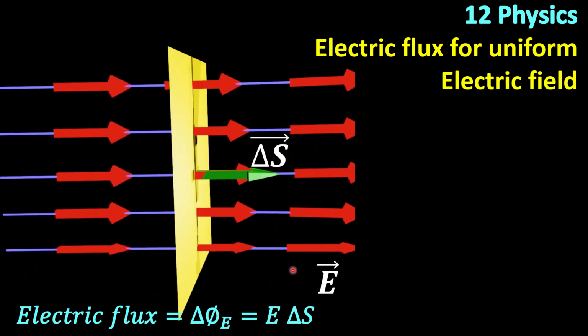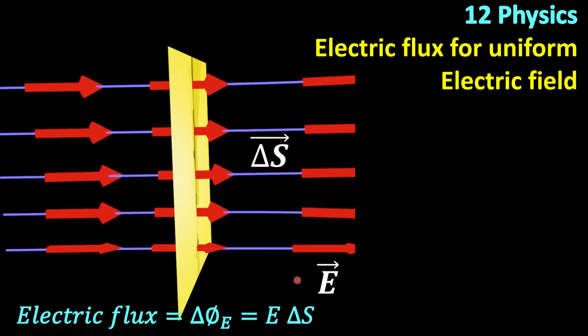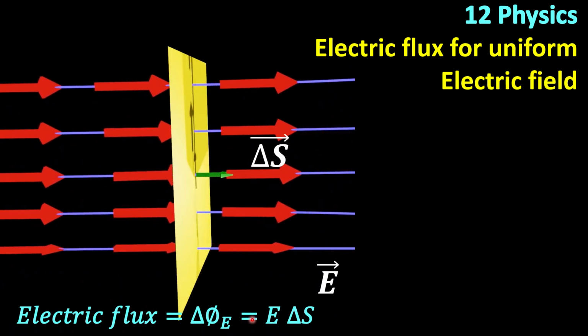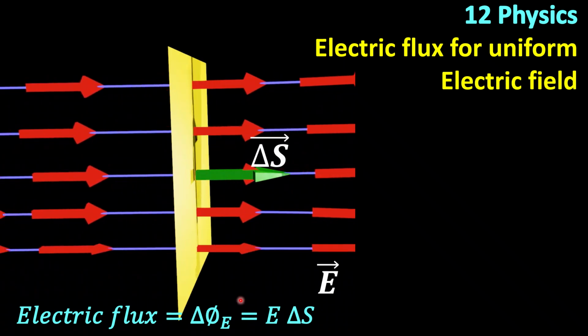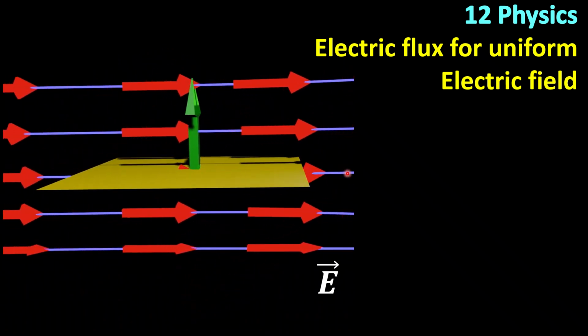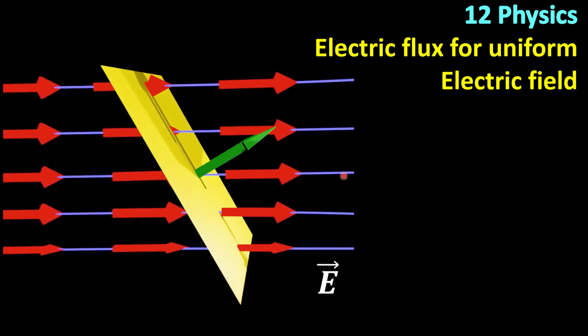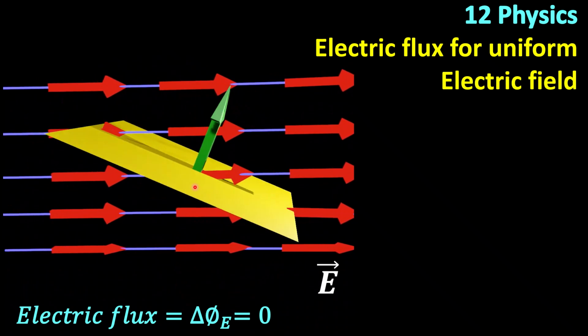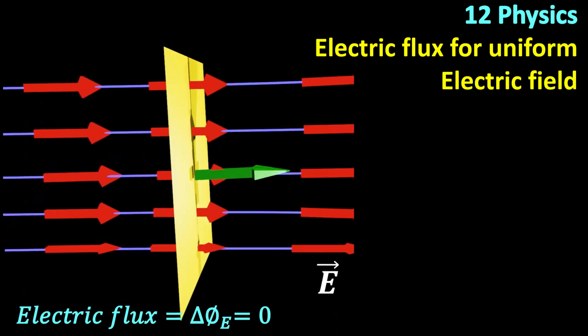The area vector, that is delta S vector, is parallel to this electric field vector. Then electric flux value is maximum, that is E into delta S. Suppose the area vector is perpendicular to this electric field vector. Electric flux is 0 because no electric field lines are passing through this area.